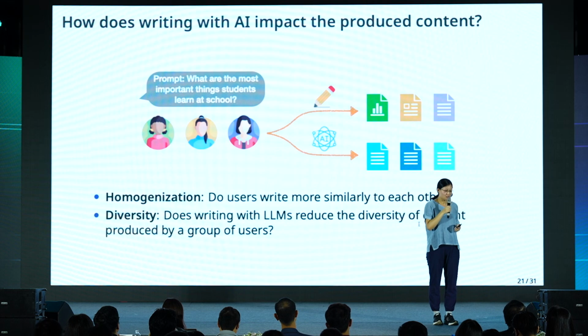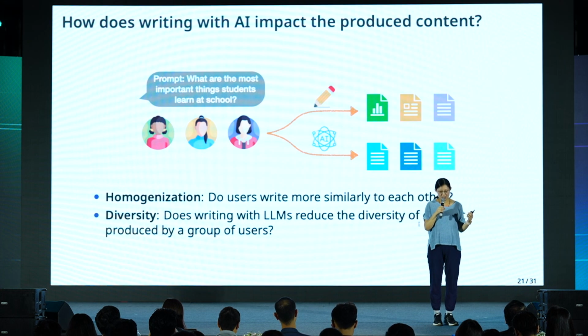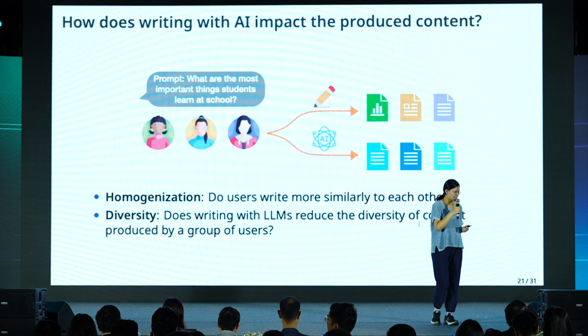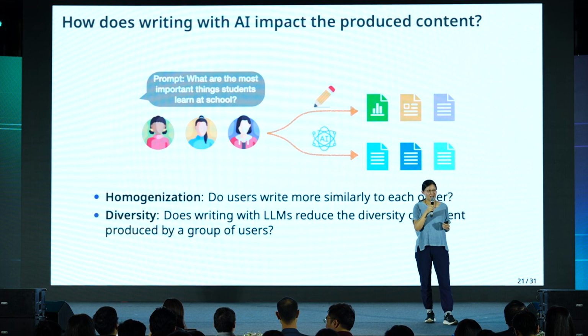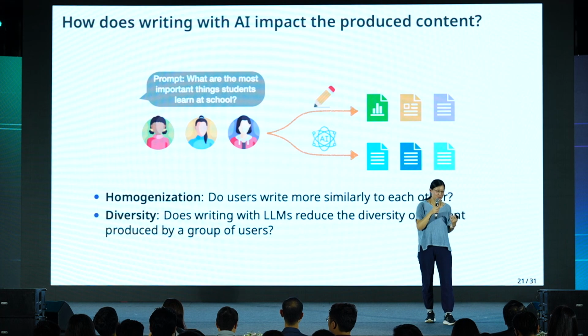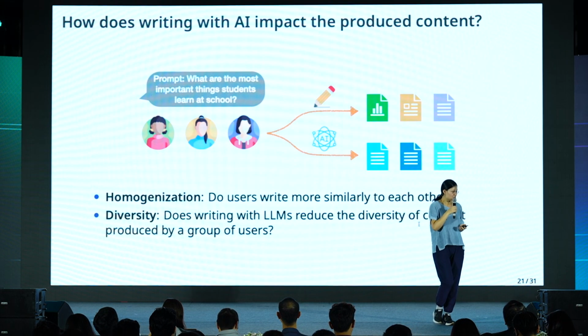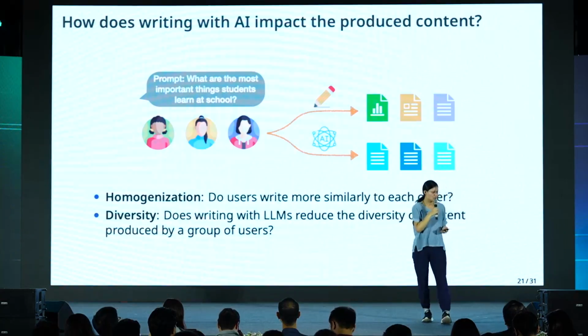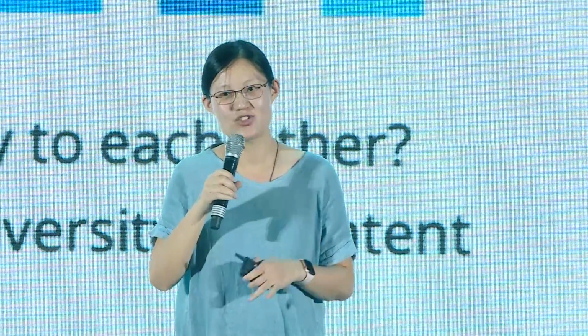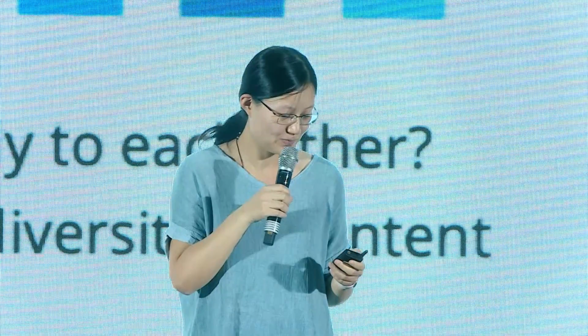But now I think the concern is that once we have these more powerful and more closely integrated writing assistants, they further bias the content or opinions of people's writing to be closer to each other. And as a result, this would reduce the diversity of the content generated by a group of people.